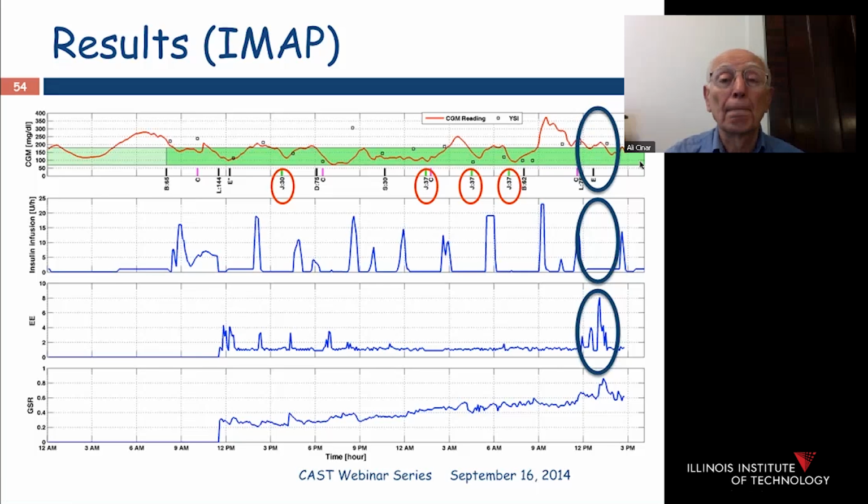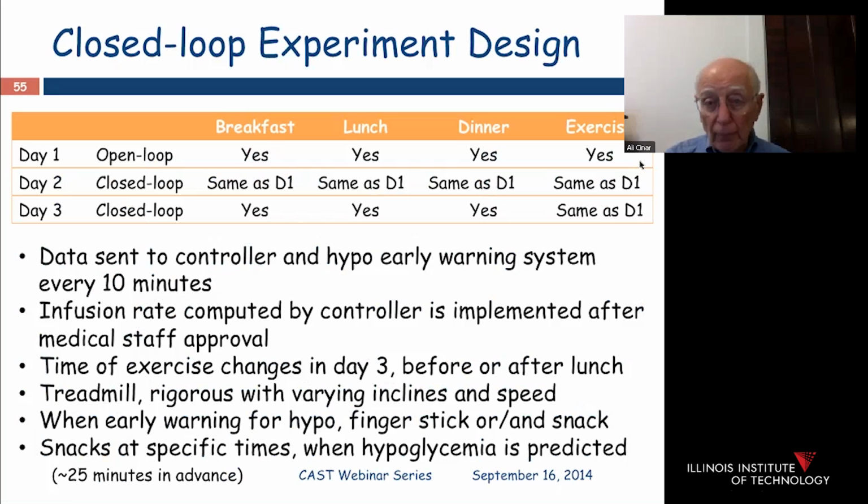rather quickly. The experiments that we designed were open loop on the first day just to get a comparison basis. We didn't use this information to do our closed loop work. On the second day, the loop was closed. The meals were the same as the first day, as well as the exercise. And on the third day, again, the meals were the same as the second day, as well as the exercise, though the timing of the exercise may have changed.